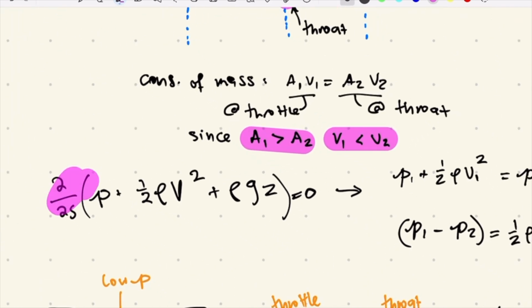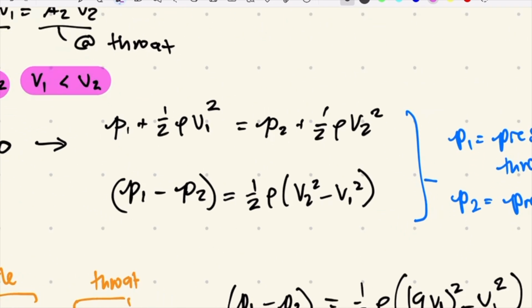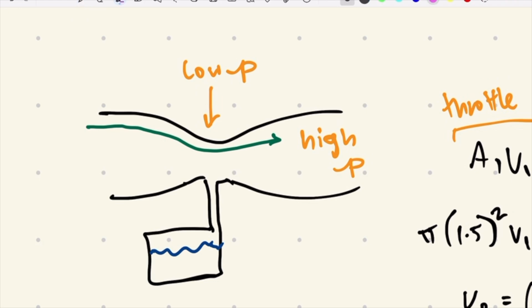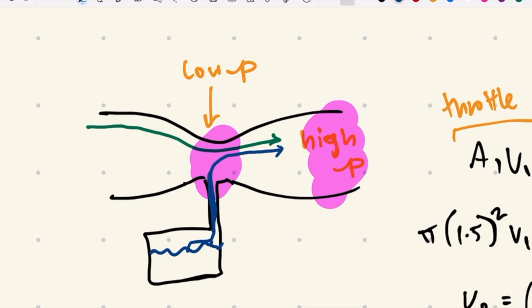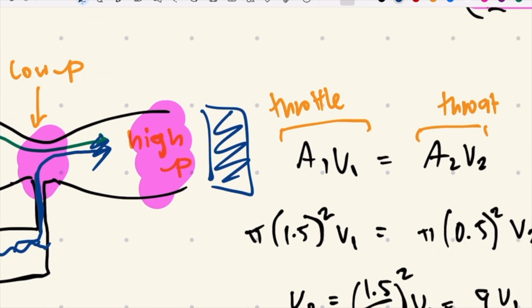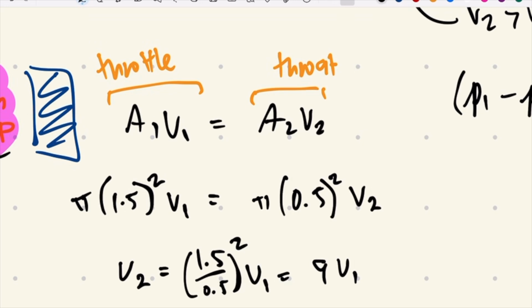Now, we can rearrange the differential form of the Bernoulli equation into the following relation, which relates the difference in pressure between the throttle valve and the throat with the difference of the velocity at the throat squared minus the velocity at the throttle squared. Since we know that V2 is greater than V1, this gives us a positive value here. A positive value here means that there is a lower pressure zone at the throat compared to where the throttle valve is, which acts as a way for the fuel to be sucked in from the fuel reservoir, mixed with the air over here, and deliver a mixture of fuel and air into the engine, which is attached after the carburetor.